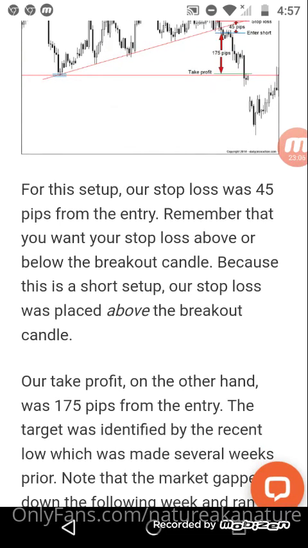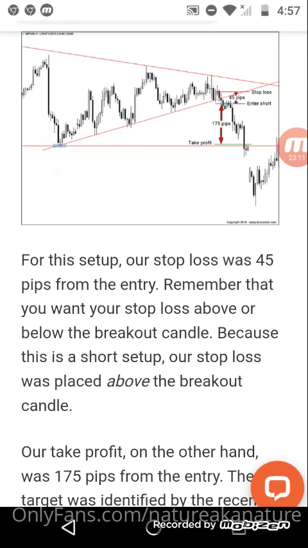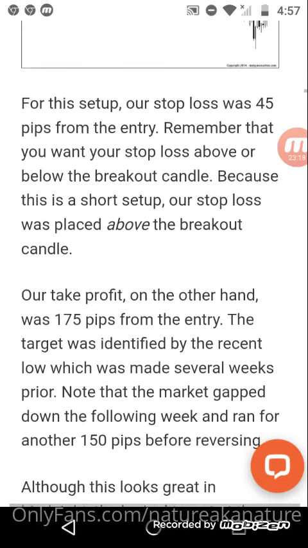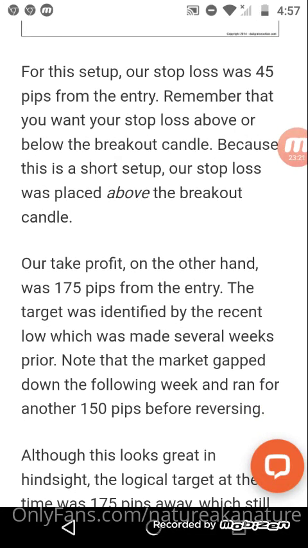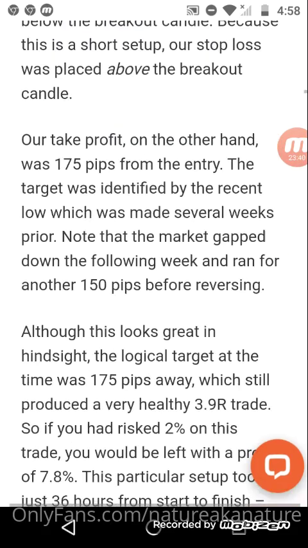Our take profit, on the other hand, was 175 pips from the entry. The target was identified by the recent low, which was made several weeks prior. Note that the market gapped down the following week and ran for another 150 pips before reversing back up. That sometimes happens. With hindsight, great, but the logical target at the time was 175 pips, which would produce a very healthy 3 to 9 reward ratio trade.